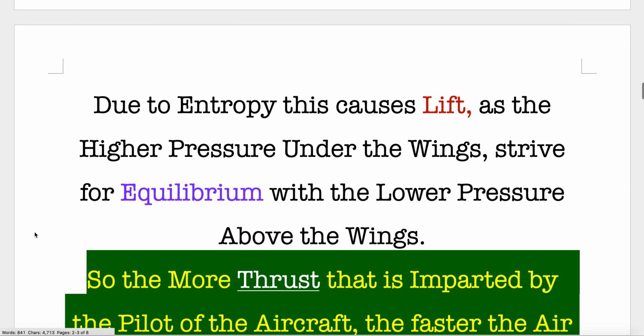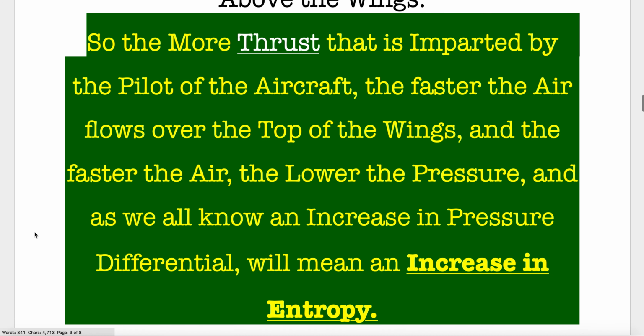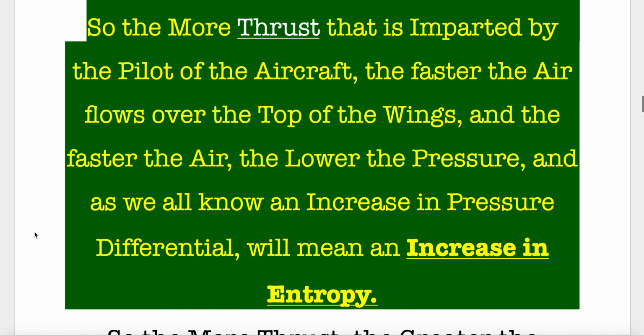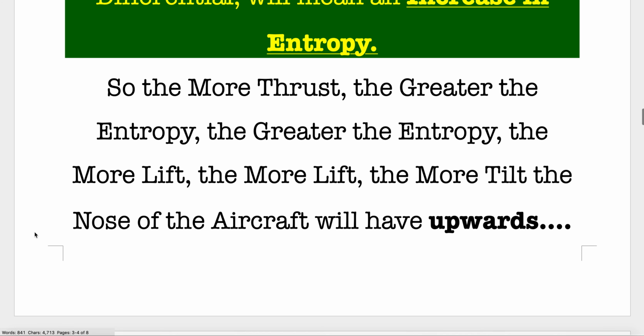Due to entropy, this causes lift, as the higher pressure under the wings strives for equilibrium with the lower pressure above the wings. So, the more thrust that is imparted by the pilot, the faster the air flows over the top of the wings, and the faster the air, the lower the pressure. And as we all know, an increase in pressure differential will mean an increase in entropy. So, more thrust, the greater the entropy. The greater the entropy, the more lift. The more lift, the more the nose of the aircraft will tilt upwards.